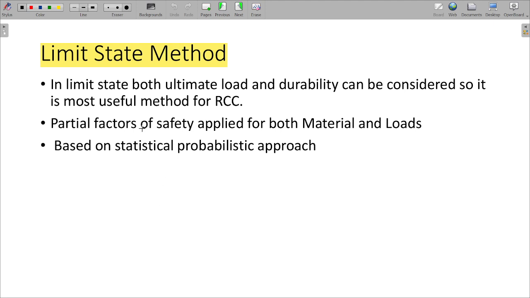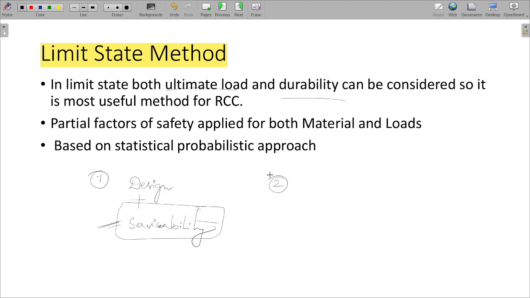And next is the limit state method. So we know that in the limit state method both ultimate load and durability can be considered. Means not only while designing, but after that also, we take serviceability conditions into account. So in limit state we take creep, shrinkage, deflection, crack width. We check our design section for these serviceability criteria.